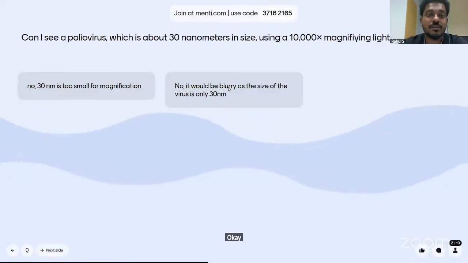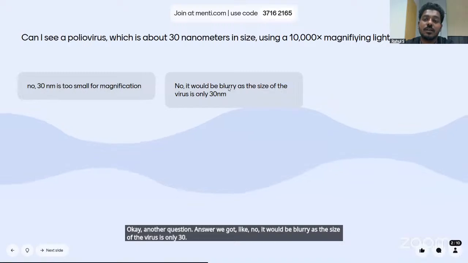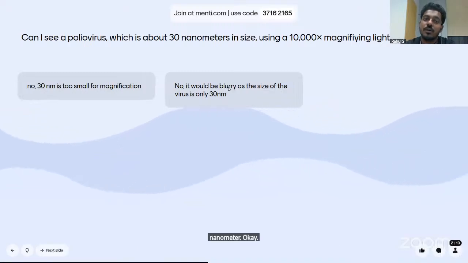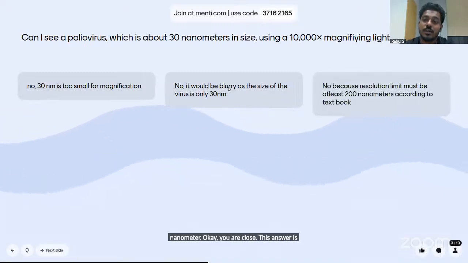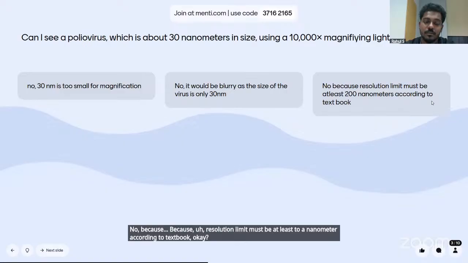Okay, another answer we got: no, it would be blurry as the size of the virus is only 30 nanometer. Okay, you are close. This answer is very close. No, because the resolution limit must be at least 200 nanometer according to the textbook. Okay, fine.